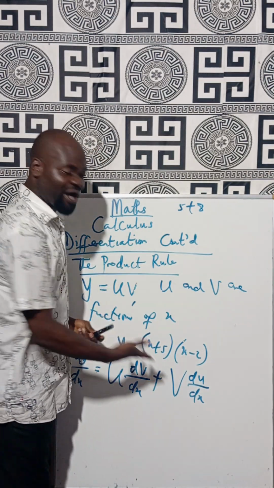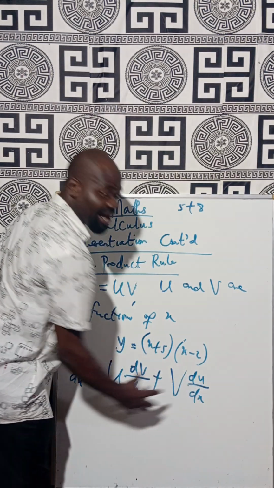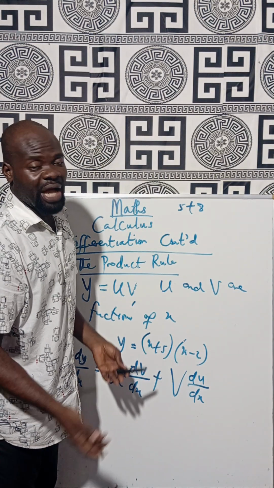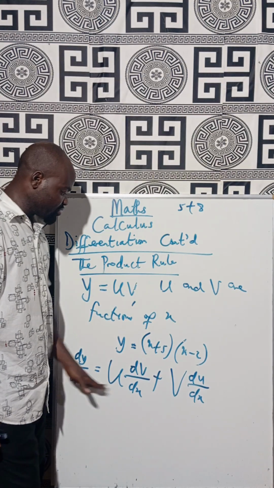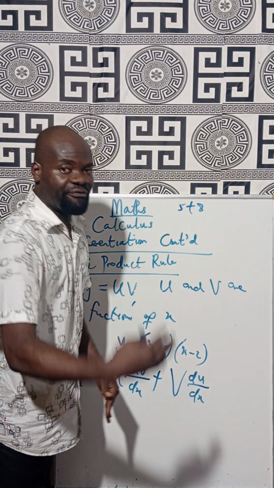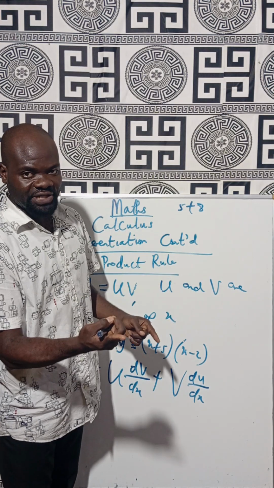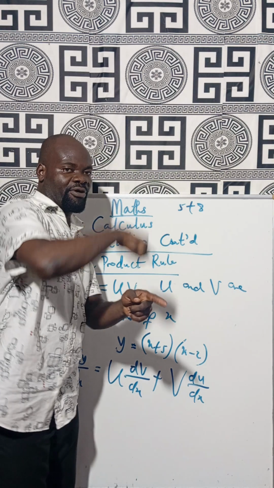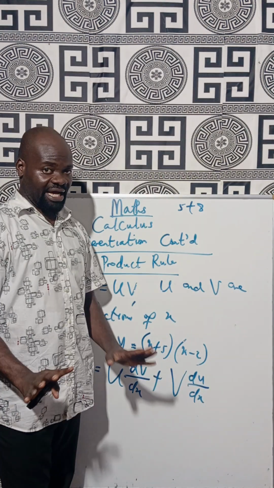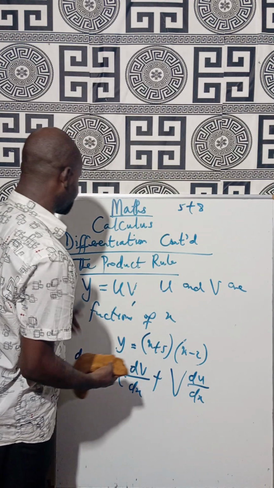Which means that I can also swap this by putting this one in the front and this one at the back. It is still commutative. So I can say my dy/dx equals v du/dx plus u dv/dx. But the scope is: write one, differentiate one, plus write the other one, differentiate the other one. That's it, understand?